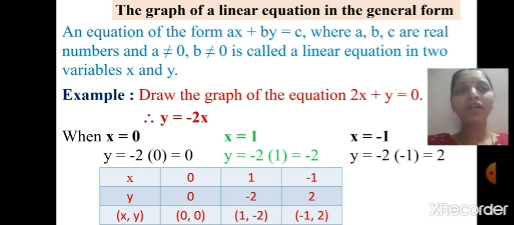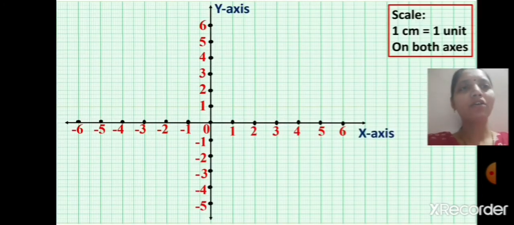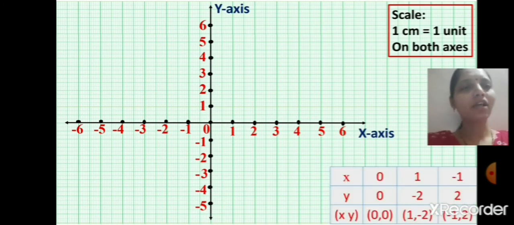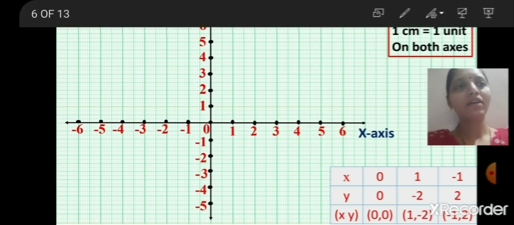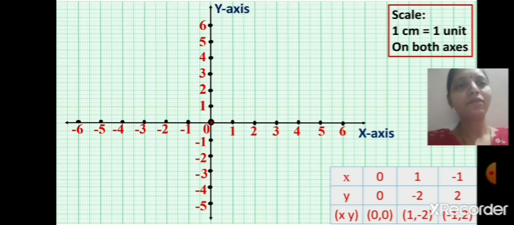So this way you have to enter all the values of x coordinate and y coordinate. Now we have to plot the graph of these points. So let's draw the graph here. First we will draw the x-axis and y-axis. We will write the scale and then we will start plotting the points. So the first point has coordinates 0, 0. So your first point will be this point, which has coordinates 0, 0.